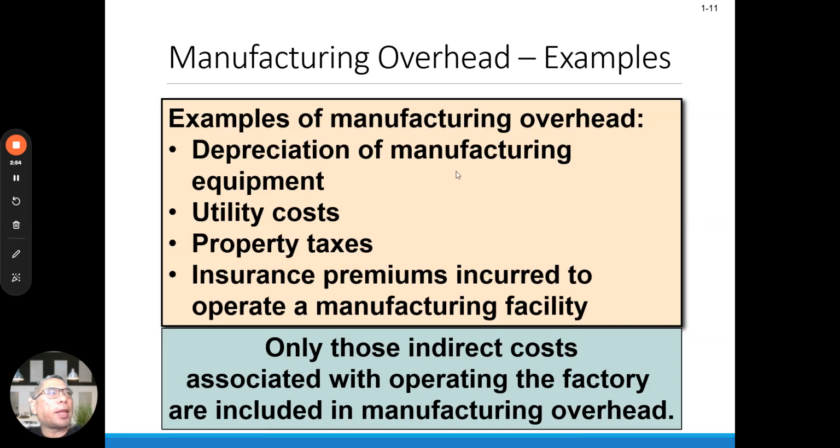Manufacturing overhead examples are depreciation of manufacturing equipment or any utility costs, property taxes, or insurance premiums incurred to operate a manufacturing facility. Only those indirect costs associated with operating the factory are included in manufacturing overhead.